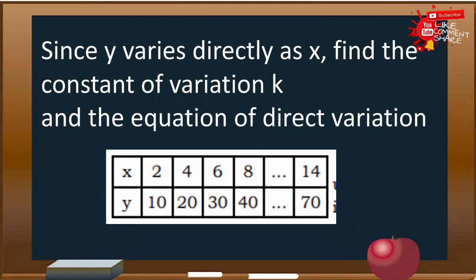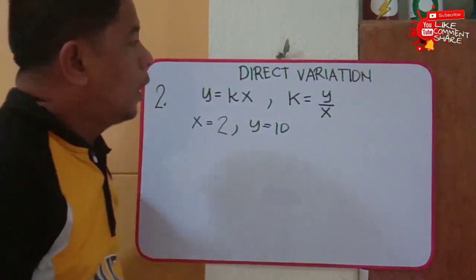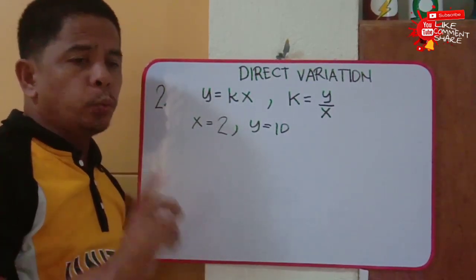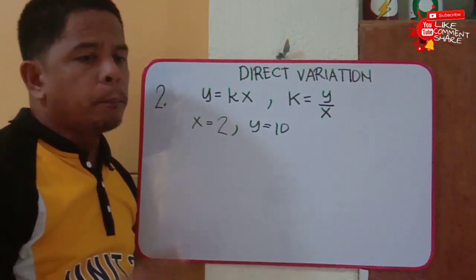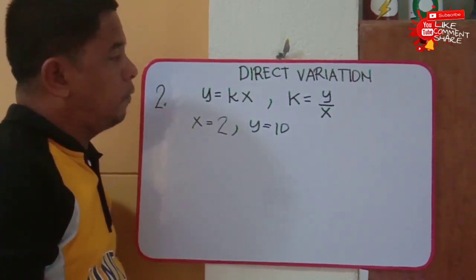Since y varies directly as x, find the constant of variation k and the equation of direct variation. So what we will have to do here is find the constant, or the value of k, and write the equation of the direct variation. Okay, let us continue. Example number 2. Since y varies directly as x, find the constant of the variation k and the equation of the direct variation.